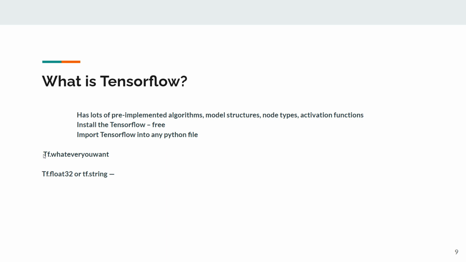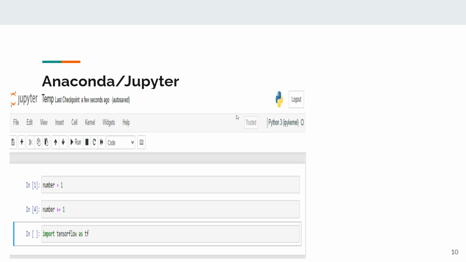When we're naming things, tr whatever you want: tr floats, tr strings. Python's a really easy to use coding language, so if you have experience with that, it's easy to transfer.